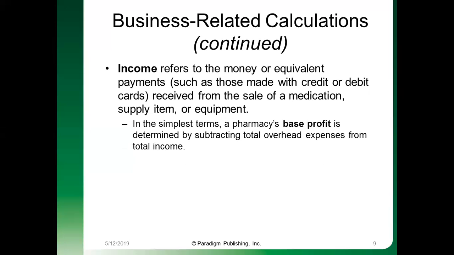Income refers to the amount or equivalent payments, such as those made with credit or debit cards, received from the sales of medications, supply items, and equipment. In simplest terms, a pharmacy's base profit is determined by subtracting the total overhead expenses from the total income. So again, the income is everything that the pharmacy is receiving, not the money that they're having to spend, which would be the overhead, but the money that's coming into the pharmacy as they sell products in the pharmacy.